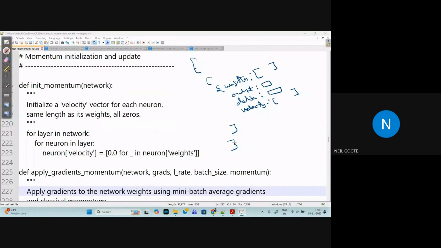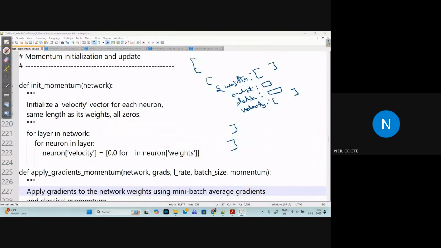So layers, neurons in each layer, each neuron, the weights connected to it, the output of that neuron, the delta which is applied to the neuron, and the velocity for each weight. There has to be a separate velocity because each weight will have a different momentum. Each weight will descend in its own different way. Okay, so this is what this means. They have recorded it here.